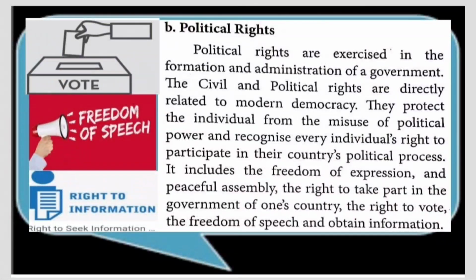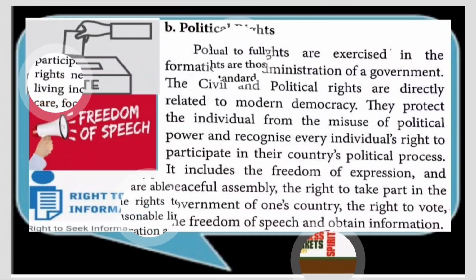It includes the freedom of expression and peaceful assembly. The right to take part in the government of one's country. The right to vote. The freedom of speech and obtain information.